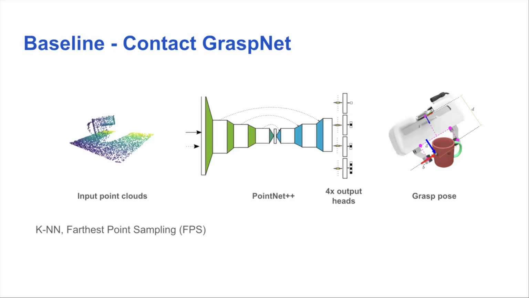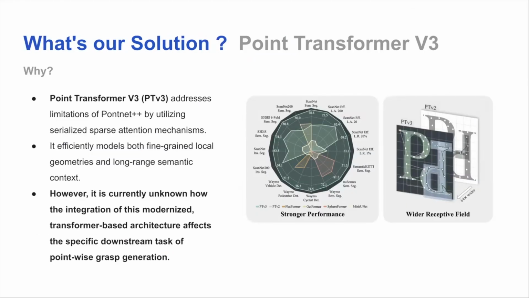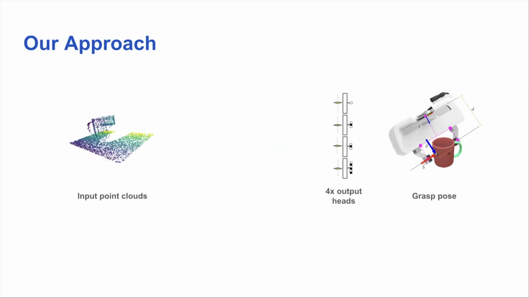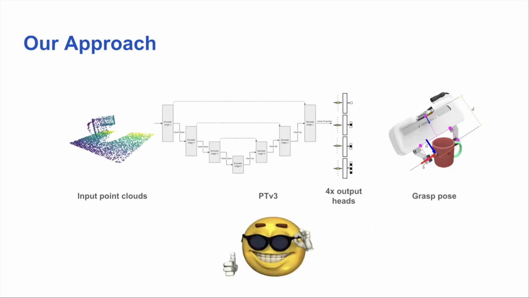But the set abstraction layers of PointNet++ contain k-nearest neighbors and farthest point sampling, which are known to be slow and have a limited receptive field, which is not good for grasping. So we turn to Point Transformer V3, which is known to solve the problems with k-nearest neighbors and farthest point sampling. It is known for its efficiency with both memory and speed. And this was a natural choice. We get rid of the slow PointNet++ and slap on a transformer, and we solve our problems.